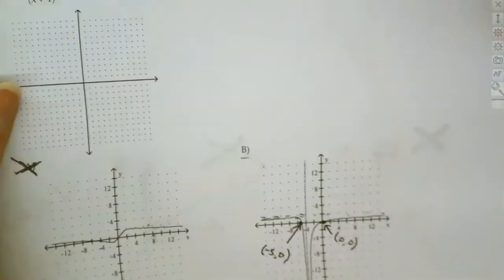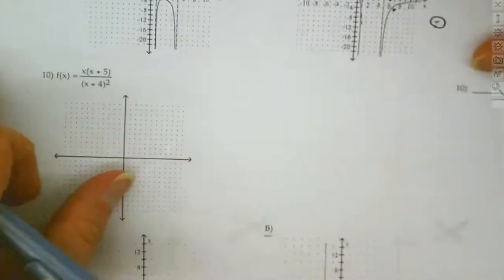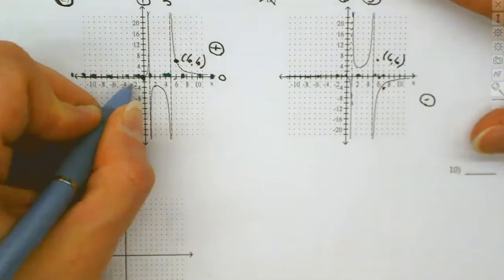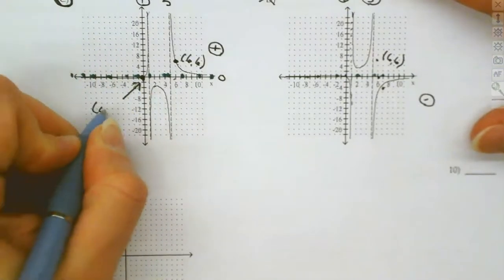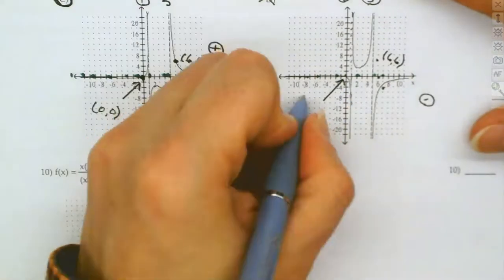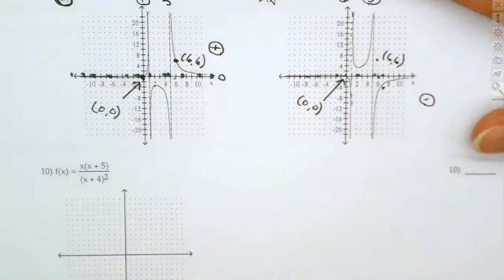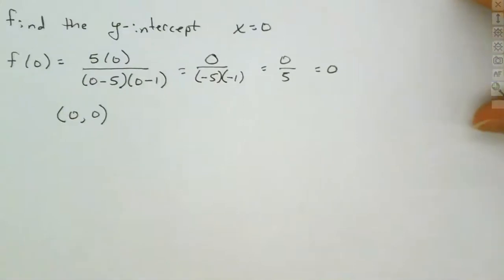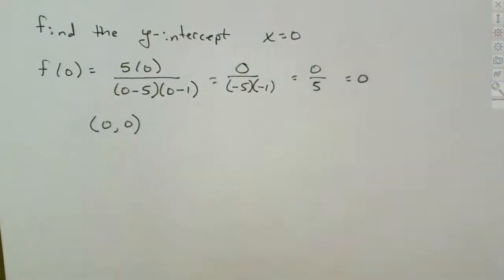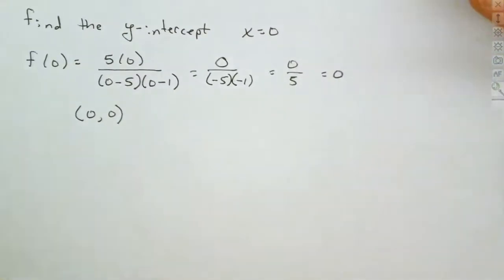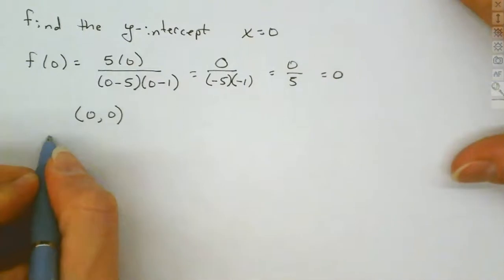Now, what about C and D? Let's see if these work, C and D. Well, C works because right there is 0, 0. And D also works because it also has what? 0, 0. So we now have found that y-intercept. So let's find the x-intercept. Now you may have more than one. But let's go ahead and find our x-intercept.